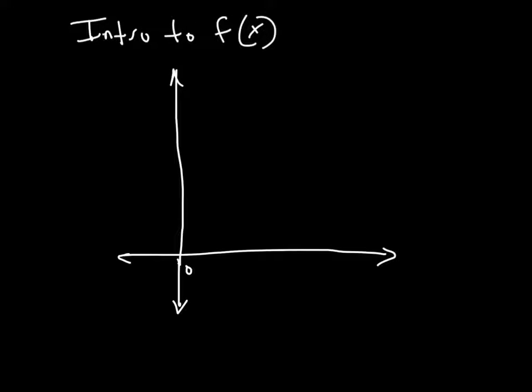A function is a special type of relationship where for every input, you have one output. And as we have learned about lines, you're going to have two main things. You're going to have your input or your domain, and then you're going to have your output or your range. So for every input of domain, you have one output of range.